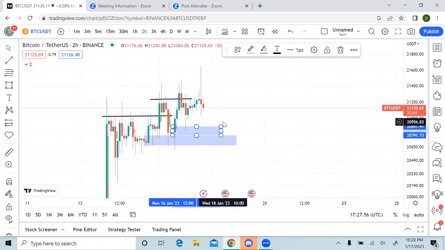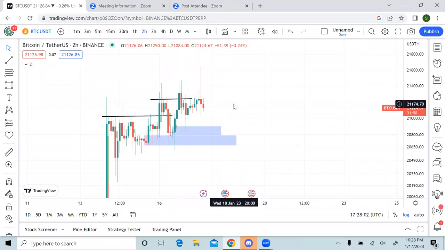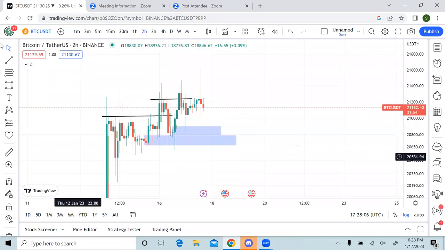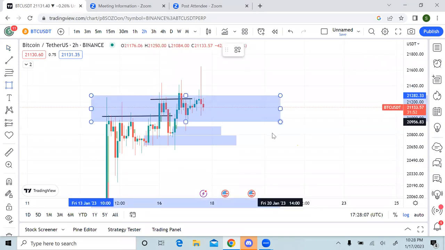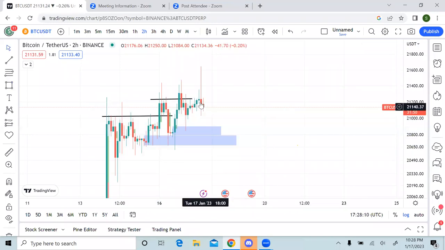If you get some proper internal structure breaks and some harmonics there, that will be good. Otherwise, don't long. Wait. This is a choppy range. This whole range is choppy. This is pure manipulation going on. Stops gone, stops gone. These are stop losses hunted. Hunting on lower time frame.